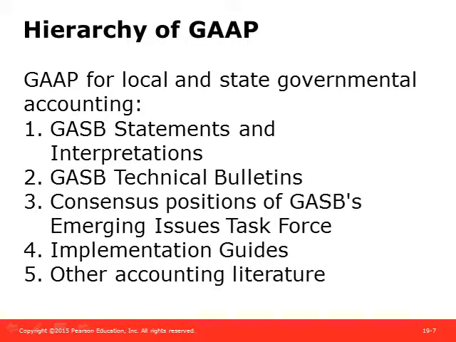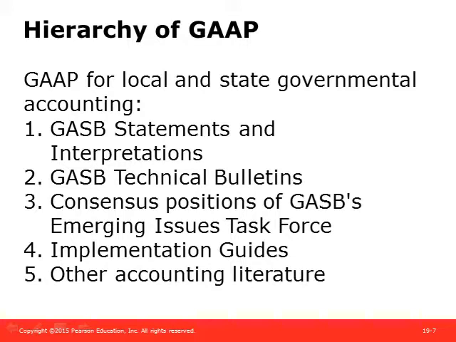GAAP guidelines for state and local governments include the following, and these are listed in descending order of authority. First, GASB statements and interpretations, which are semi-annually incorporated into the codification of government accounting and financial reporting standards. Second, the GASB technical bulletins. This category also includes AICPA industry audit and accounting guidelines and statements of position if specifically made applicable to state and local governments by the AICPA and cleared by the GASB.